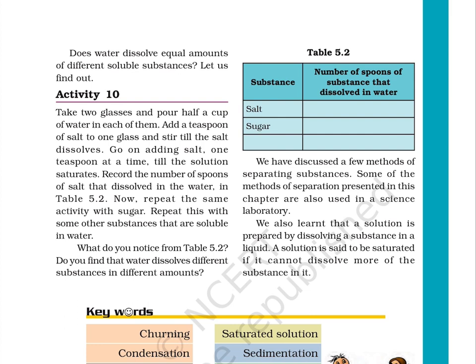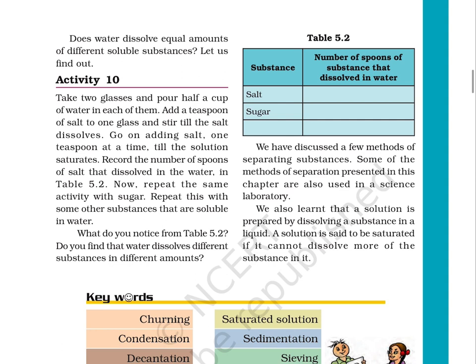Let us find out. Activity 10. Take 2 glasses and pour half a cup of water in each of them. Add a teaspoon of salt to 1 glass and stir till the salt dissolves. Go on adding salt, 1 teaspoon at a time, till the solution saturates. Record the number of spoons of salt that dissolved in the water in table 5.2. Now, repeat the same activity with sugar.